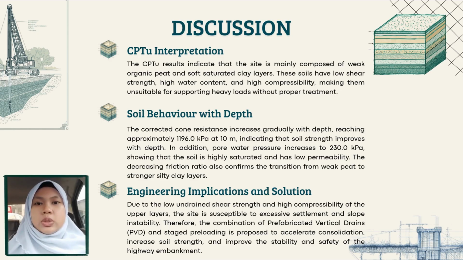To address the issue, prefabricated vertical drains combined with stage preloading are proposed. This ground improvement method accelerates the dissipation of excess pore water pressure and gradually increases the effective strength and shear strength of the soil. As a result, the stability of the embankment can be improved while reducing long-term settlement.